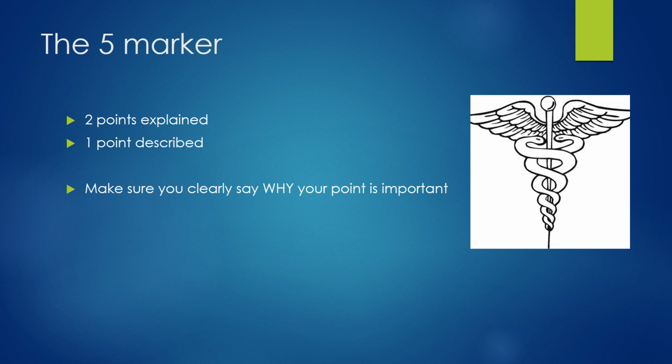So if it's a briefly describe the role of this person or briefly describe an event, then you need to make 3 points. Ideally, explain all 3 points. So make the point really crisp and clear and say why that particular point is important. The mark scheme is asking you to do simply 2 points explained, 1 point described. It's really clear that you say why your point is important.